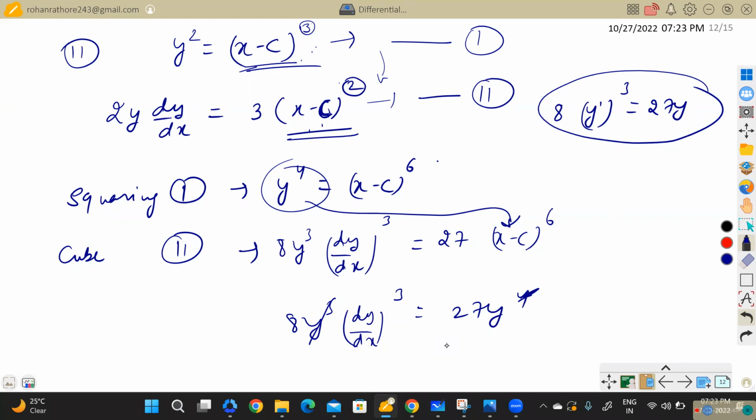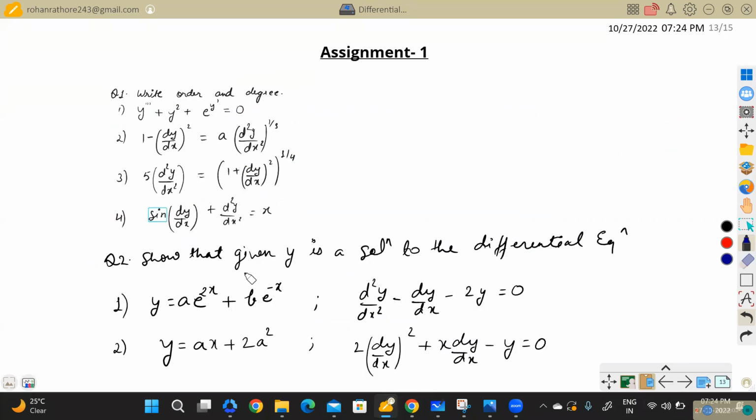So now let's move to the exercise and do some of the exercise questions. Or we can just recap all that we learned today. I have given some assignment. Let's see that. These are all the questions that I could find. The first one is order and degree. The second one is you have to check whether a given value of y is a solution of the differential equation.